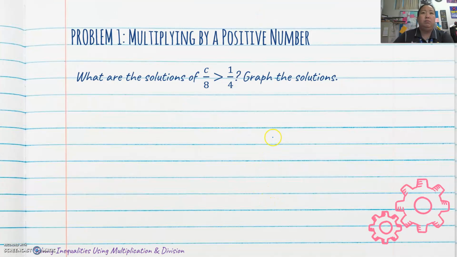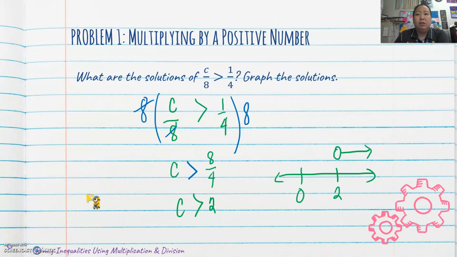Now let's have this next example. We have C over 8 is greater than 1 over 4. Try this one out on your own. Go ahead. So with this problem, our multiplier will be 8 because that goes together with the variable C. And so we will have C greater than 1 over 4 times 8. That will be 8 over 4, which is going to be equal to 2. And since we multiplied by a positive number, our inequality stays. And so the graph would be a hollow dot at 2, and it's going to the right.